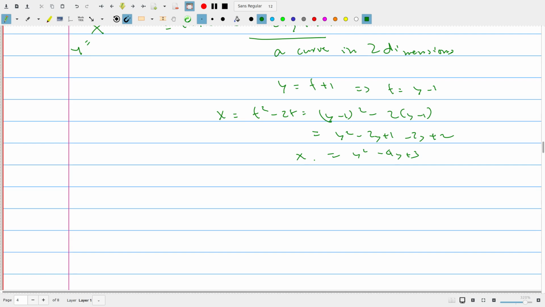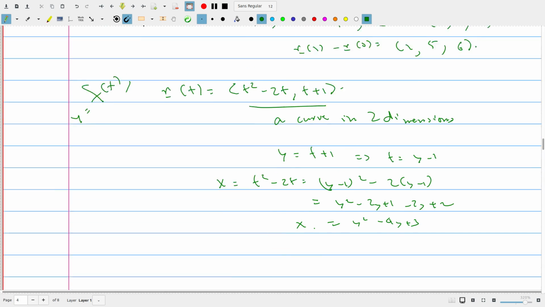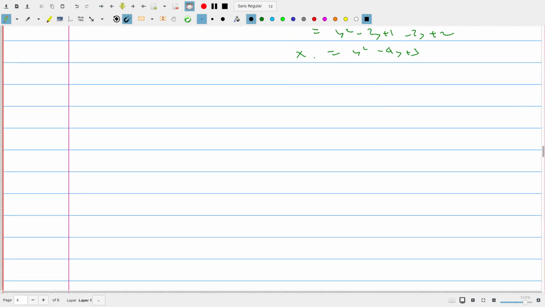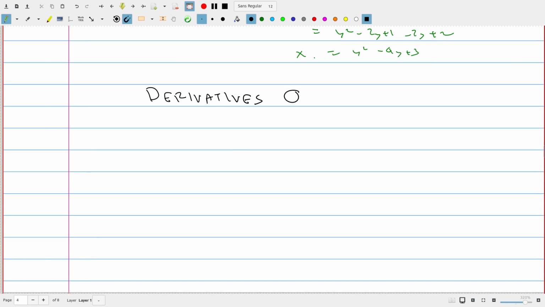Okay. So I think it's best we get to section 13.2. Right. So we get to section 13.2, derivatives and integrals of vector functions. How do you find the derivative of a vector function? Derivatives of vector functions. How do you find these derivatives?